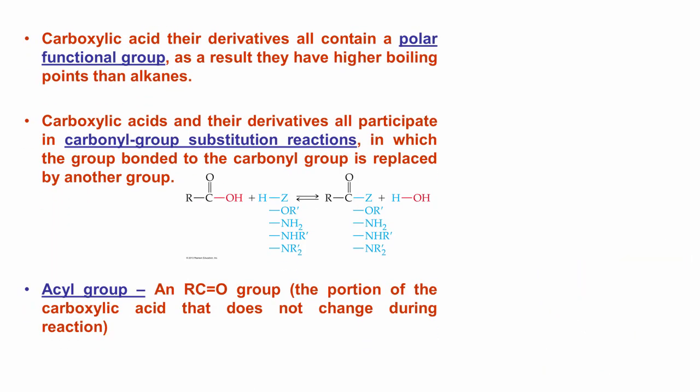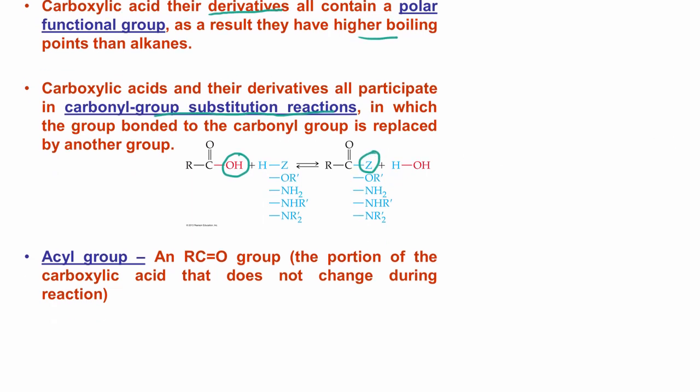As you can see, carboxylic acids and their derivatives, by the derivatives, we're talking about esters and amides, they all contain a polar functional group. That means they're higher boiling than similar molecular weight alkanes. In fact, carboxylic acids are higher boiling than alcohols with similar molecular weights, and that's because of that hydrogen bonding. As I said, carboxylic acids and esters and amides all participate in carbonyl group substitution reactions. So as I said, the group bonded to the carbonyl carbon is replaced by some other group.